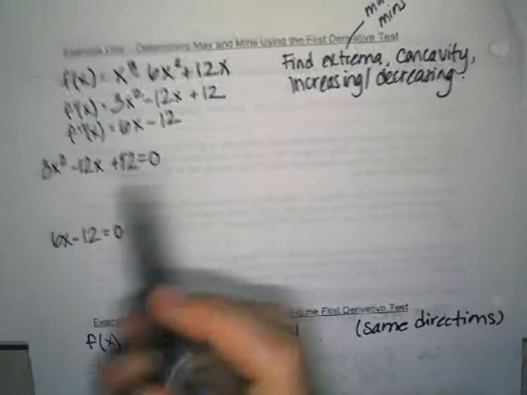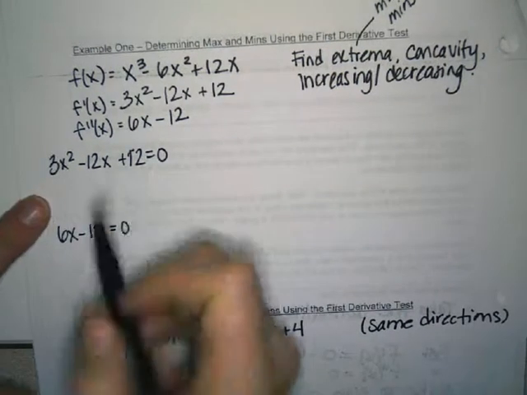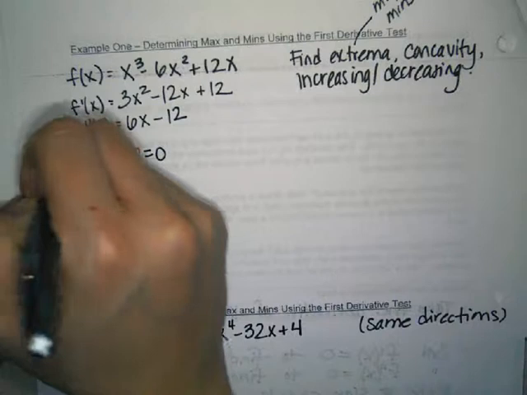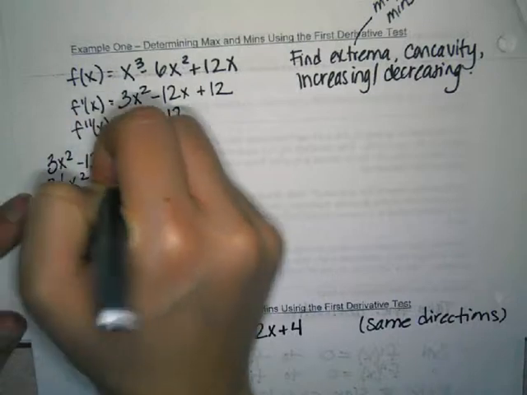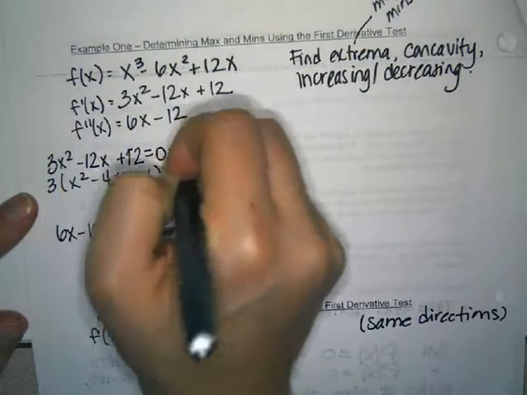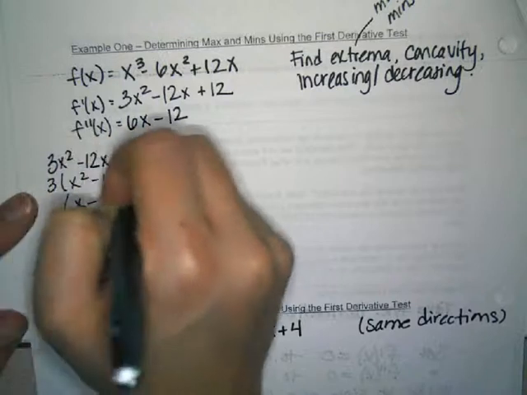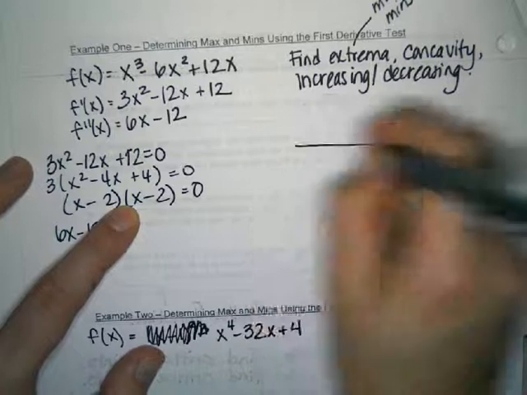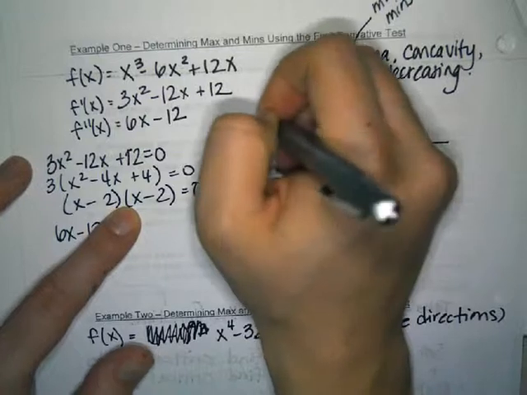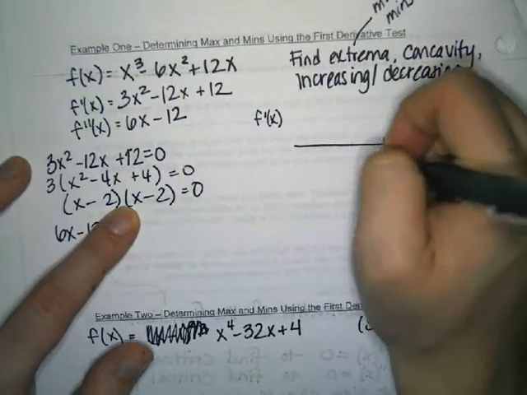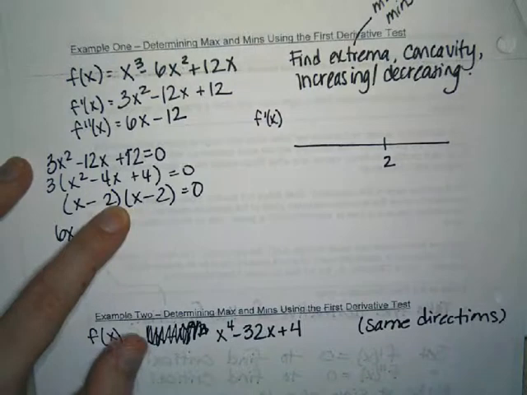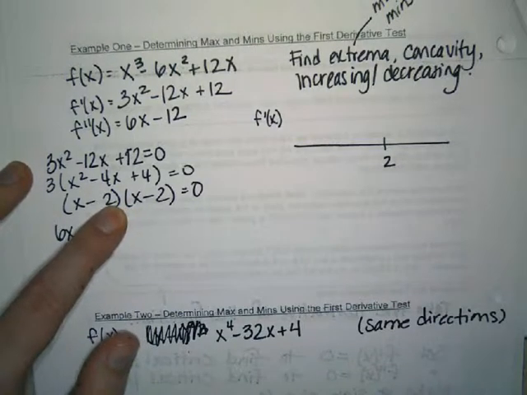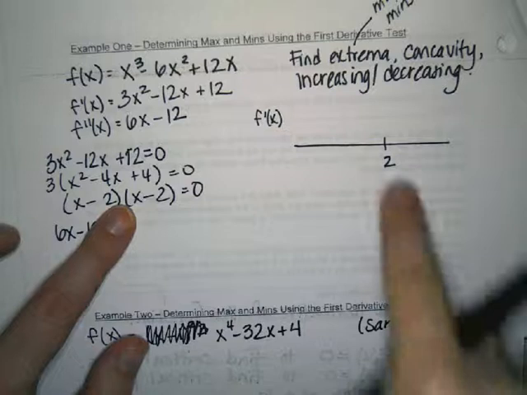So this looks like I'm going to factor. If I pull out a 3, it makes it a little better to factor. I get x minus 2 and x minus 2. So looks like 2. Here's my sign chart for the first derivative. This is my only critical value. So 2 is my only critical value for here.